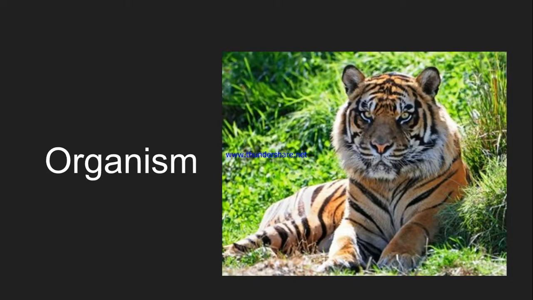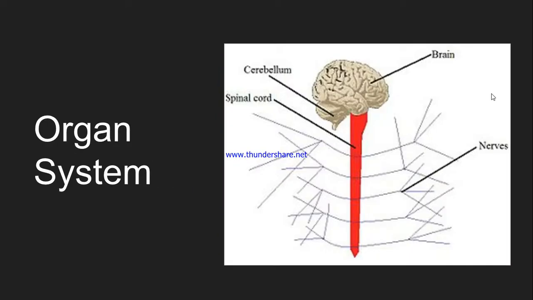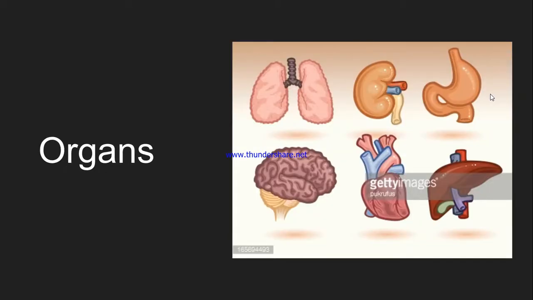Within a complex organism, such as the tiger, there are organ systems, such as the circulatory system, digestive system, or nervous system. Each has a specific function. For instance, the main organs of the nervous system are the brain, the spinal cord, and the nerves that transmit messages between the spinal cord and other parts of the body. These are other examples of organs.